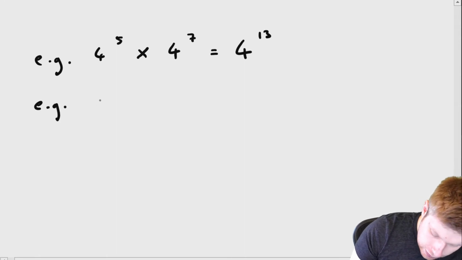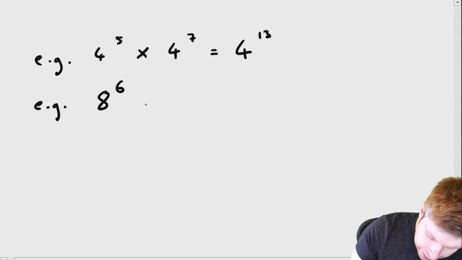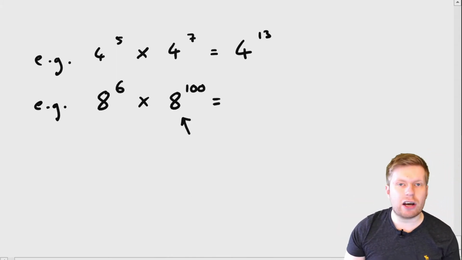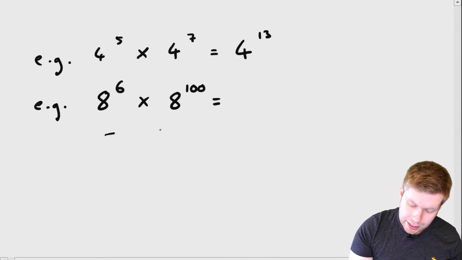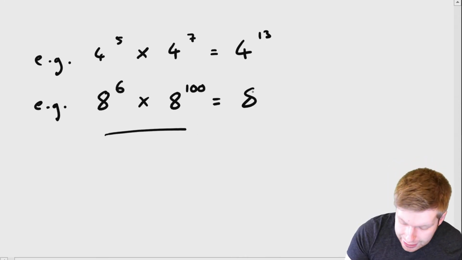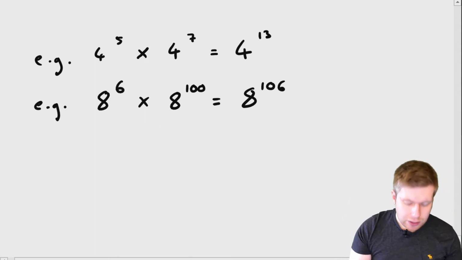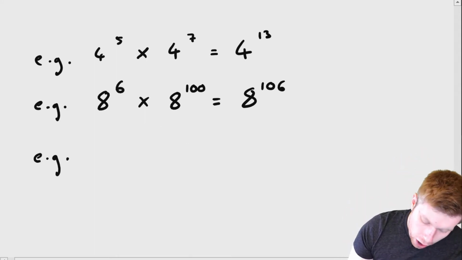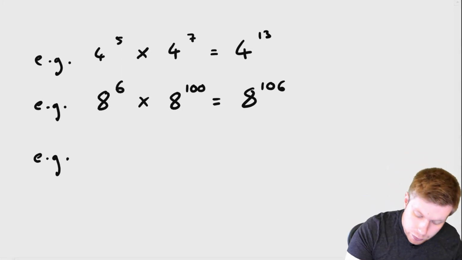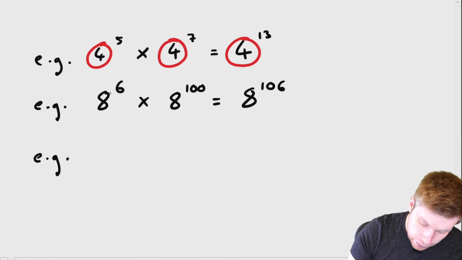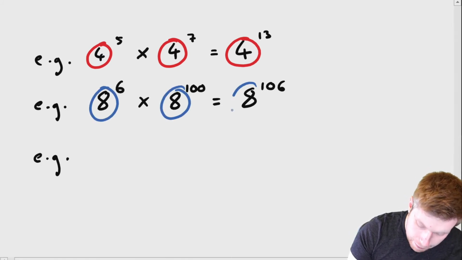Another example. Let's suppose I have 8 to the power of 6 multiplied by 8 to the power of 100. Now can you see here, it doesn't make sense to write out 8 multiplied by itself 100 times, because I realise in this example that it should just be 8 to the power of 106. Now, you notice that this only works if the bases are the same. Just remember, the bases are the numbers down here. So the bases have to be the same.